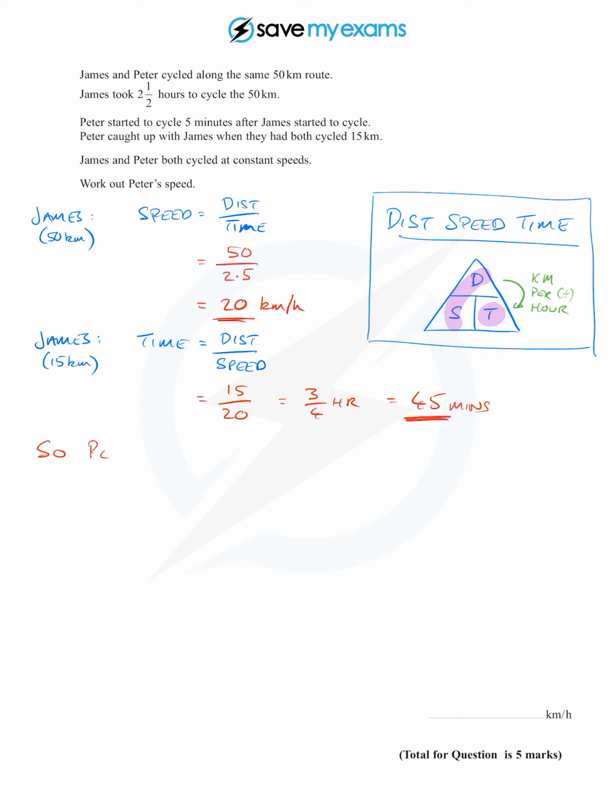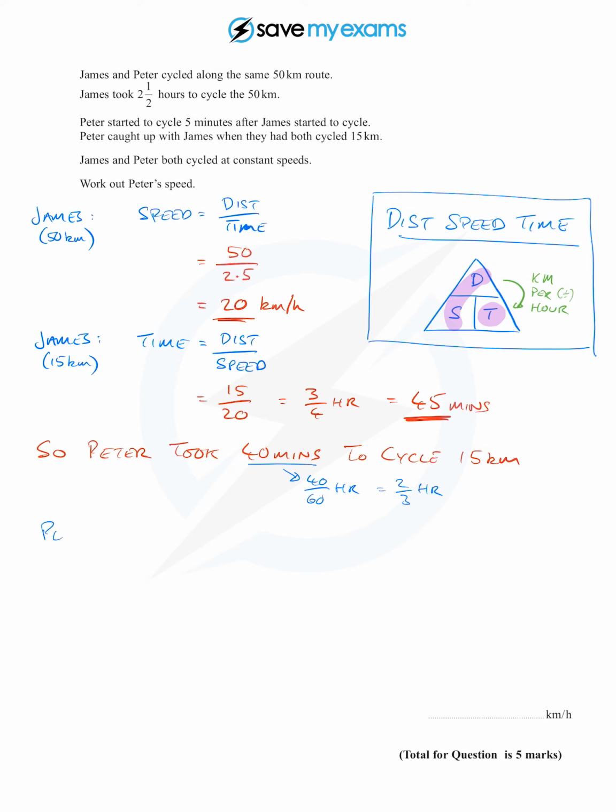So Peter took 40 minutes, didn't he? So Peter took 40 minutes to cycle 15 kilometres, and we want to therefore work out his speed. Well, we've done everything in kilometres and hours, so let's just convert that 40 minutes into hours. 40 minutes is 40/60ths of an hour, which is obviously 2/3 of an hour. 4 over 6, 2 over 3 if you cancel that down.